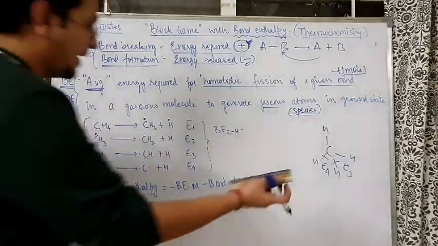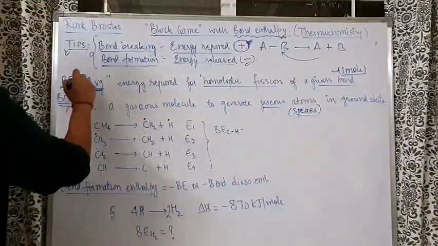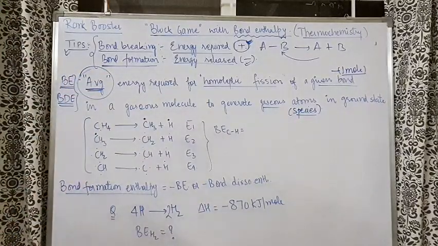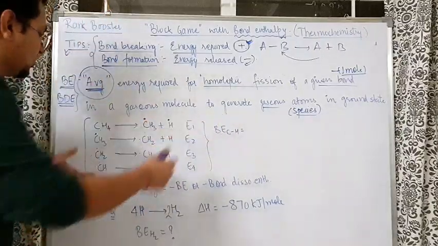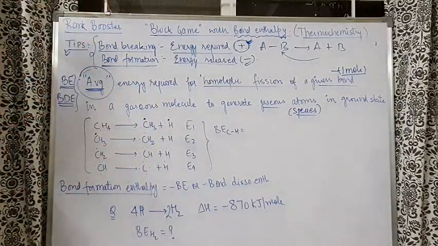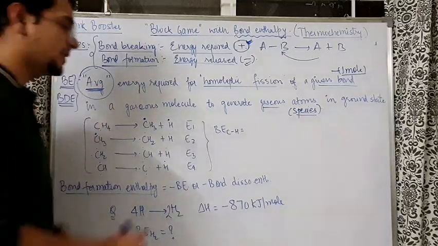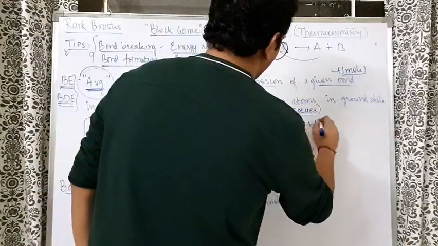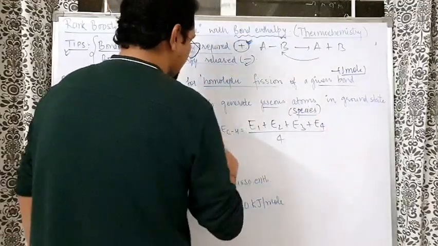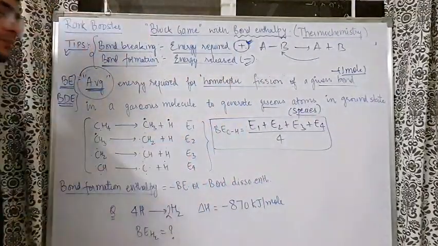But then here comes the important word, that is the average. So whenever we give you the bond enthalpy of C-H, whenever we ask you the bond enthalpy of C-H in methane, it is always the average bond enthalpy. Average means everyone knows how to find average. So (E1 plus E2 plus E3 plus E4) by 4 is the bond enthalpy of C-H.